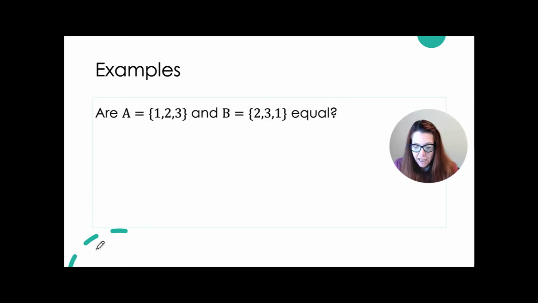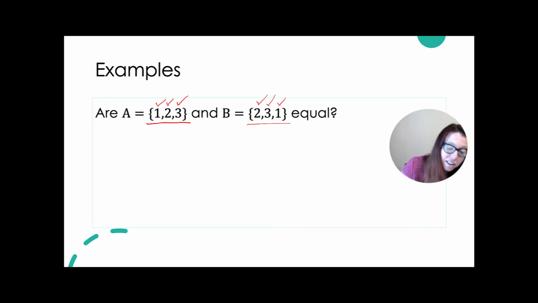Here we have a set A, which is equal to {1, 2, 3}, and B is equal to {2, 3, 1}. Are they equal? We would check that 1 is in set B, check. 2 is in set B, check. 3 is also in set B. So if it's in A, it's in B. But does it go the other way around? And we can do this same exercise. 2 is in A, 3 is in A, and 1 is also in A. And so these are equal sets.